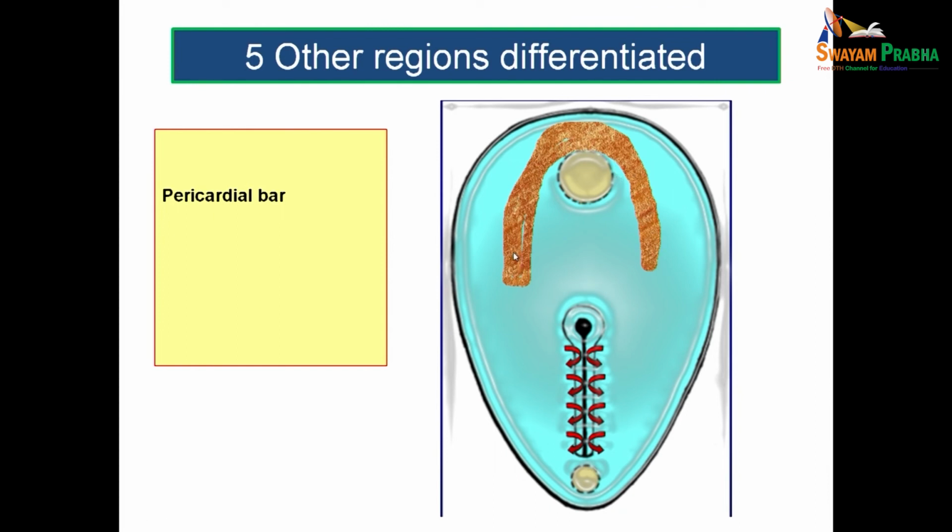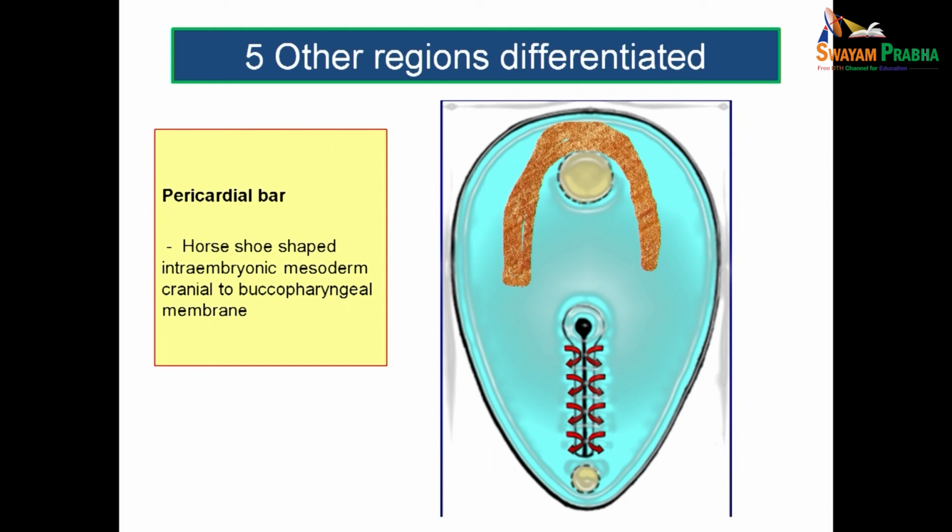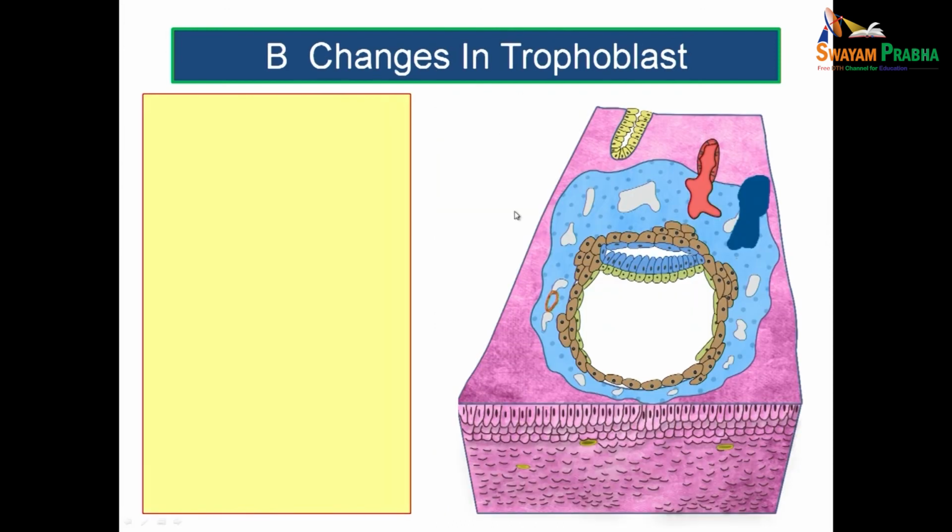The pericardial bar is an inverted U-shaped intraembryonic mesoderm cranial to the buccopharyngeal membrane. This is seen in the mesodermal layer as it goes between the epiblast and hypoblast. When it reaches the precaudal plate, it is not able to invaginate between the layers of the precaudal plate. So, it just goes cranially, winds around and forms an inverted U-shaped loop. This bar is known as the pericardial bar. Now, these are the events occurring at the germ disc.